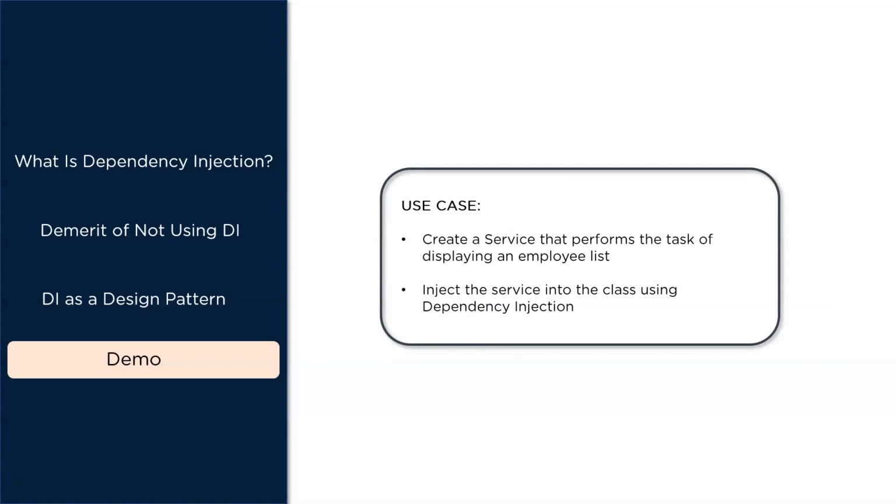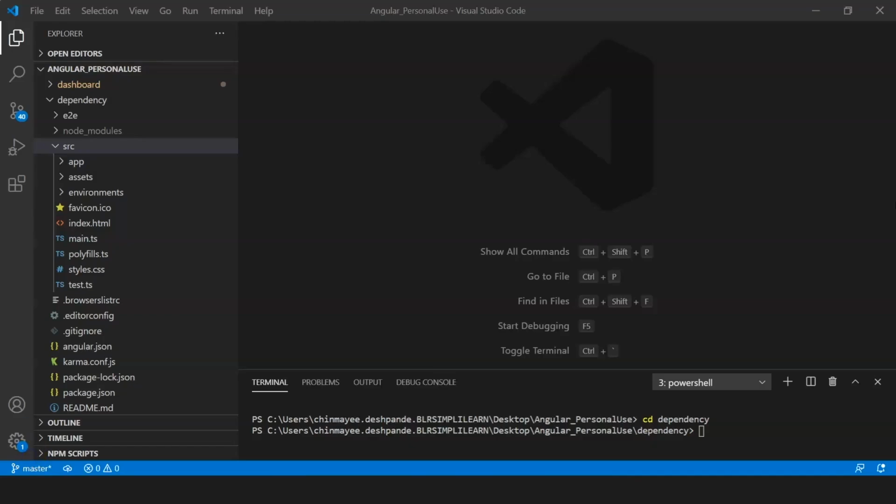Later, we're going to inject this service into the class using dependency injection. So let's head to our Visual Studio Code for the demonstration. Alright, so as discussed, I'll have to first create a component that displays a button for the employee, and then I have to create a service class and inject it into my component. Now this service holds the employee details such as name, employee ID, email ID, etc.